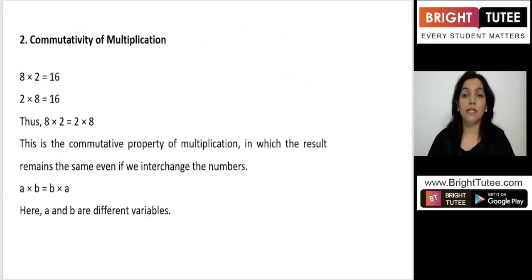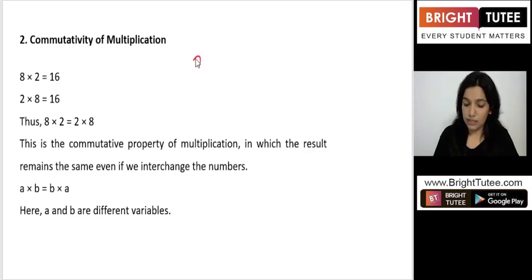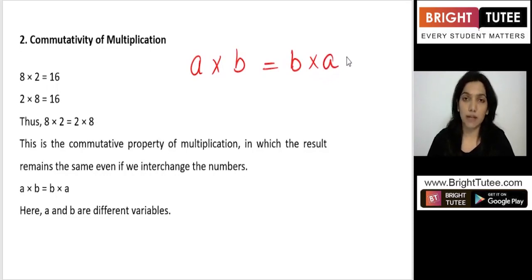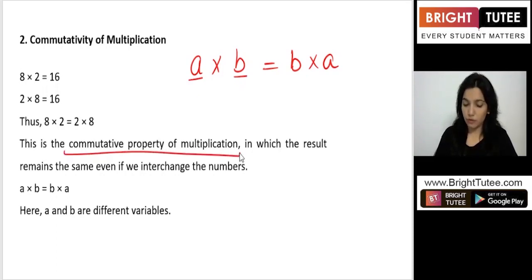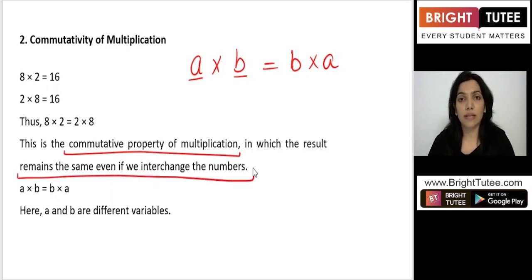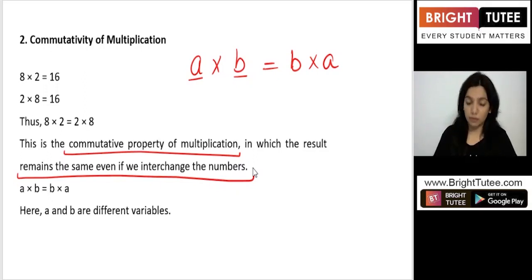Now comes the commutativity of multiplication. Very simple and very similar to commutativity of addition. If you do 8 times 2, what is the answer? 16. If you do 2 times 8, what is the answer? Still 16. So what we see is that if you do A times B or B times A, you will still get the same answer. Again, A and B are two variables which are independent of each other. So this is the commutative property of multiplication, in which the result remains the same even if we interchange the numbers. Clear, simple, but make sure that you remember what name, what property it is related to.